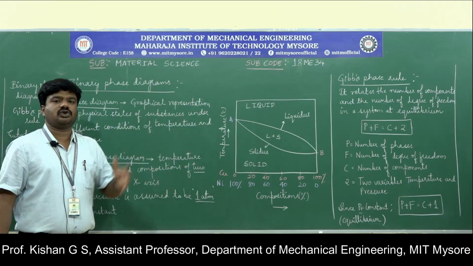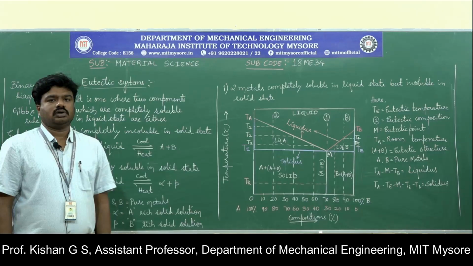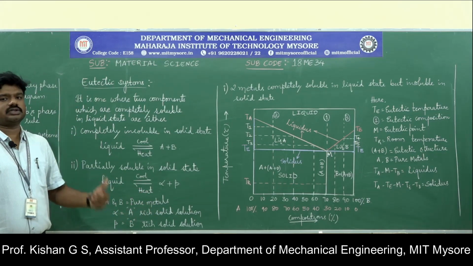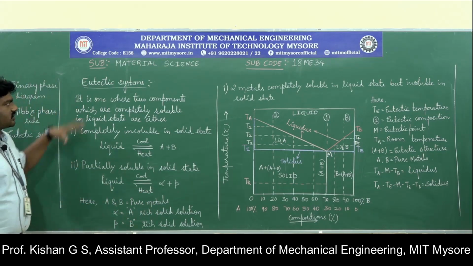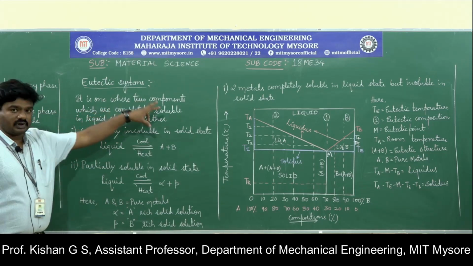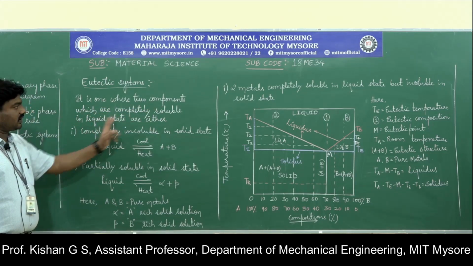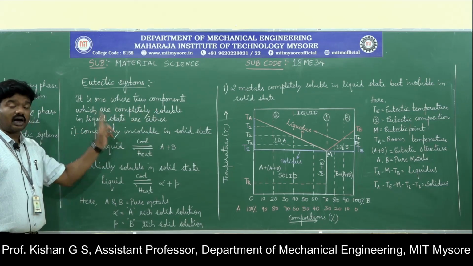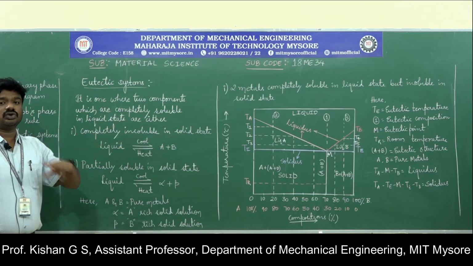Now, let us take up eutectic systems. Let us start the study on eutectic systems. How do you define a eutectic system? It is defined as a system where two components which are completely soluble in liquid state fall into two cases.